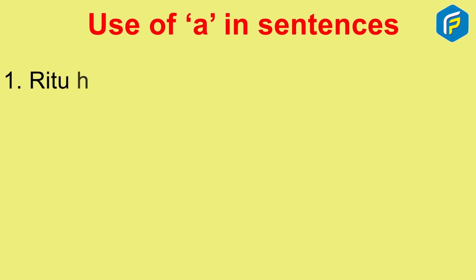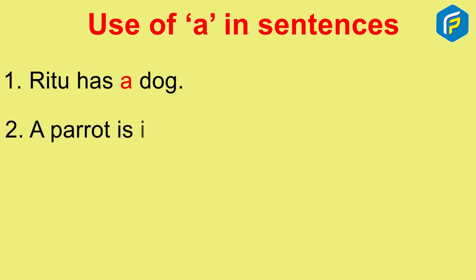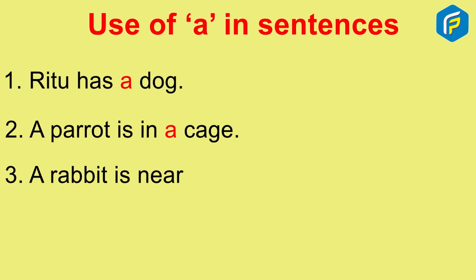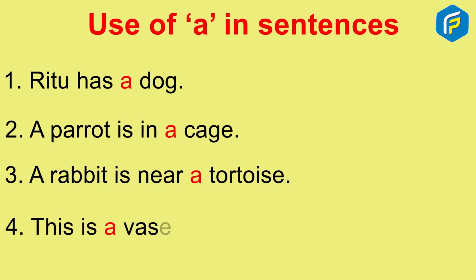1. Ritu has a dog. 2. A parrot is in a cage. 3. A rabbit is near a tortoise. 4. This is a vase.